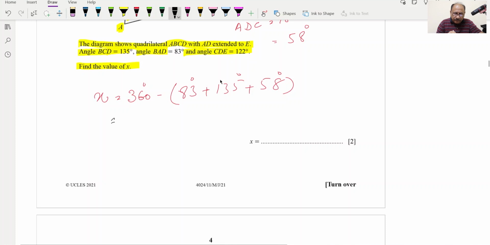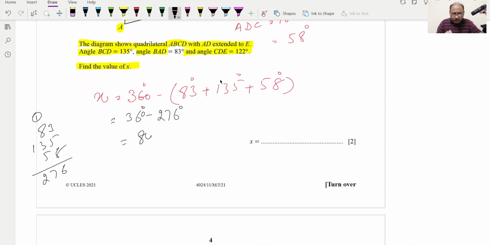So it will be what? It will be 360 minus, if we add these three, 83, 135 and 58, it will be 276. So 360 minus 276 will be equal to 84 degrees. So x is 84 degrees. This is a 2-mark question, an easy question.